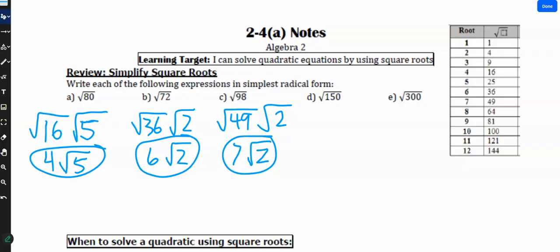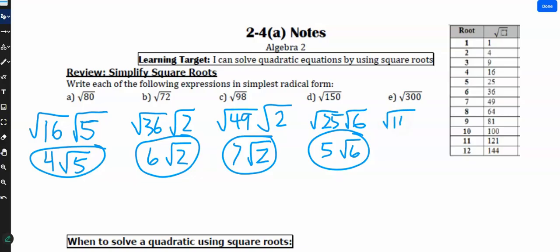For 150, the biggest perfect square that goes into that is 25, I believe, and it goes in 6 times. So that's 5 square root 6. And lastly, 300: the largest perfect square that goes into that is 100. So that's the square root of 100 and the square root of 3, so 10 square root 3. Those are what we call simplest radical form for those particular square roots.